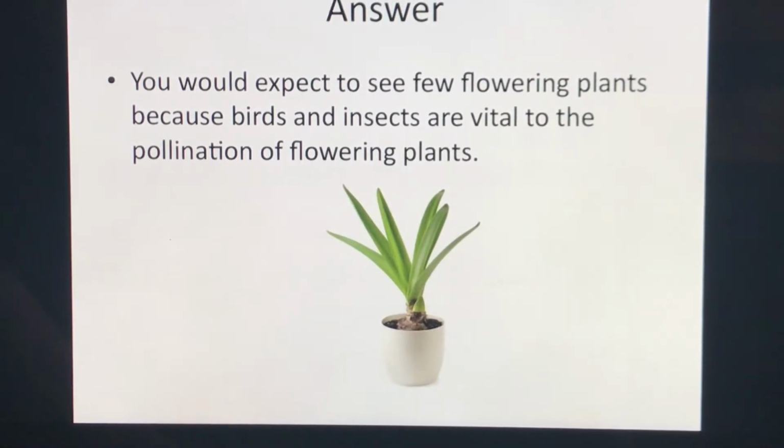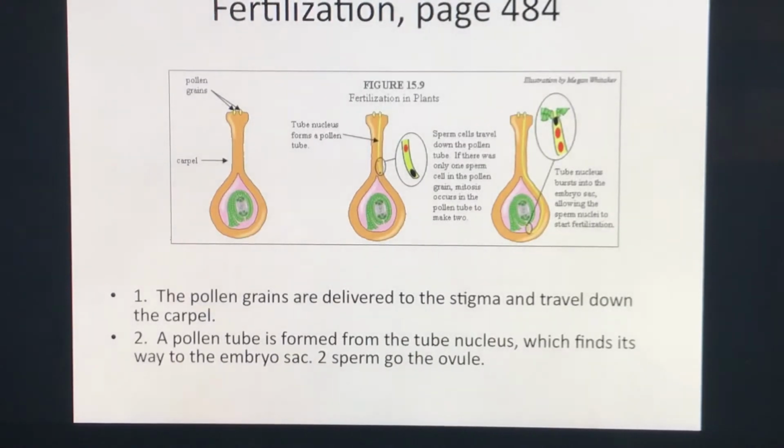All right, so let's look at the concept of fertilization on page 484. You can follow along with figure 15.9 in your book if you choose to. And here we have the carpel of the flower, and pollination starts with the attachment of the pollen grains to the stigma, that's the top of the carpel, and it also often has a sticky substance.